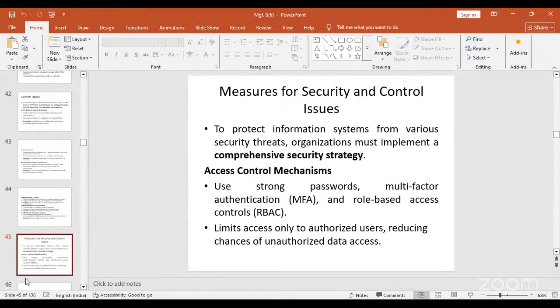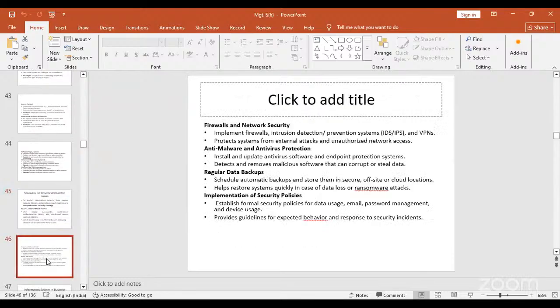So these are the access control mechanisms. Limit access only to authorized users, reducing the chances of unauthorized data access. So that is the access control mechanism. Then firewalls and network security. You have to use firewalls to prevent unauthorized access to your network by hackers or unauthorized persons. You have to use some sort of policies in the firewall to keep your computer network secure.